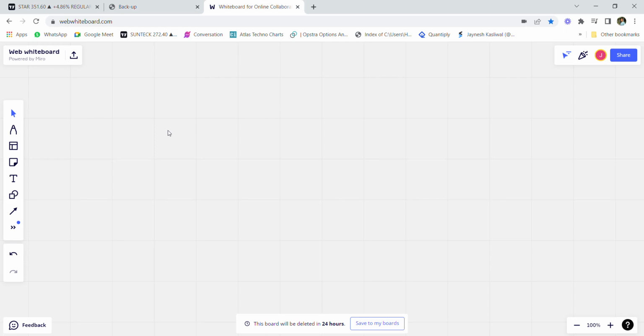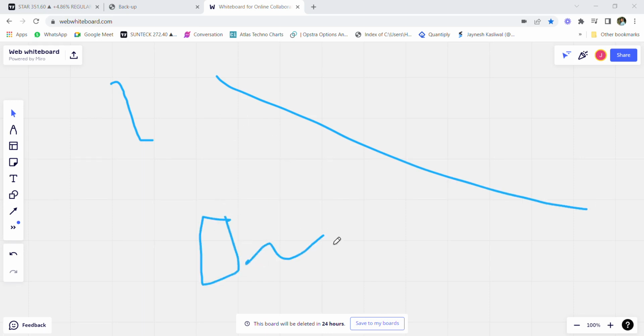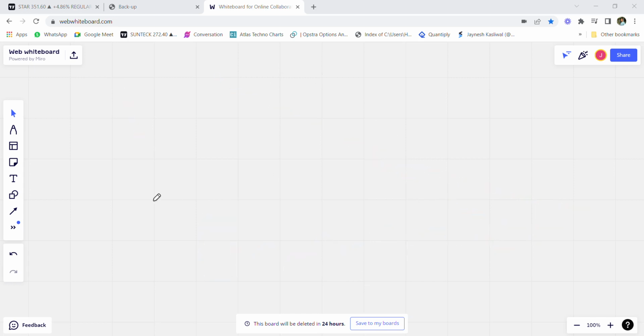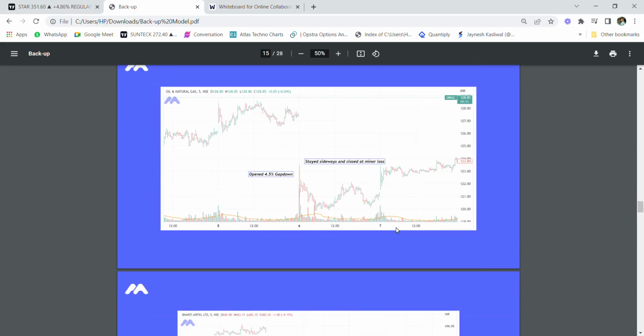So generally you'll see that the stock has opened a huge gap down. Let's say this is the moving average. The stock has opened a huge gap down. In this case, the stock will move sideways completely, and the moving average will generally try to come near the price, right? This is one of the most common things that you can see whenever a stock is opening gap down.